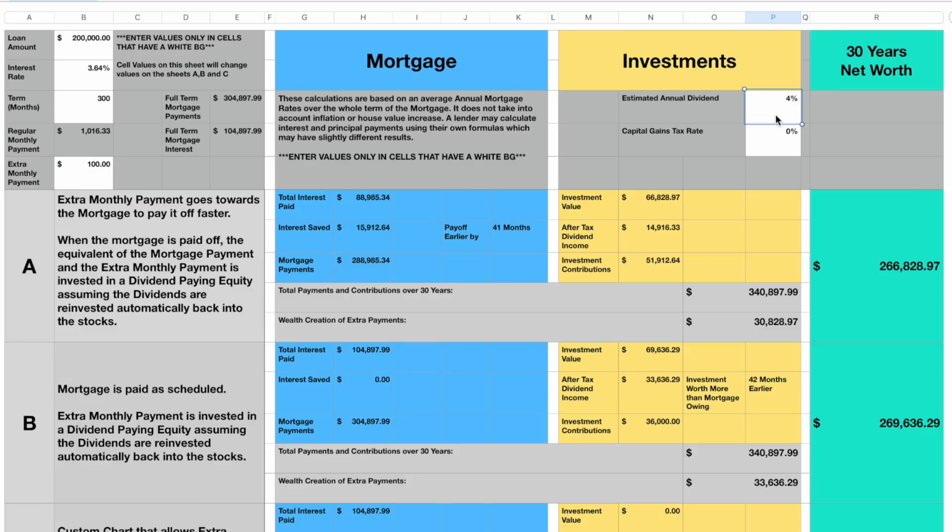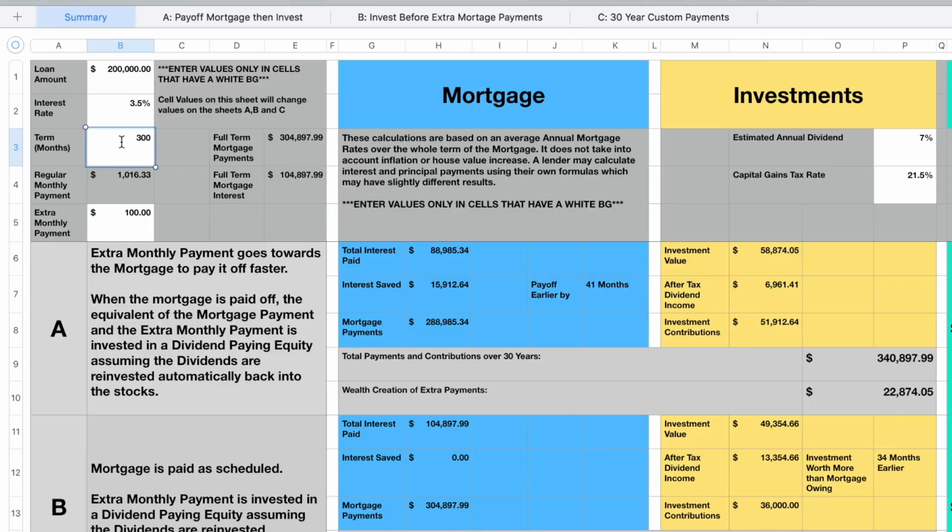Now, if this goes to less, if you're investing in like a 2% bond or something like that, then obviously the person that invests makes less money than the person that pays down their house. So really, this chart has everything to do with these two numbers. What is the mortgage rate and what is the return on investment minus the tax? So I'm going to change this back. So 21.5, I'm going to go 7 and 3.5 and 360.